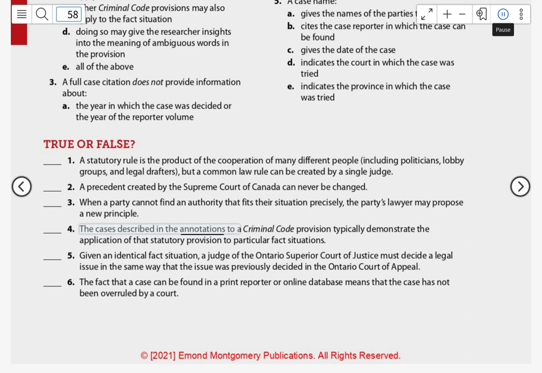4. The cases described in the annotations to a criminal code provision typically demonstrate the application of that statutory provision to particular fact situations. 5. Given an identical fact situation, a judge of the Ontario Superior Court of Justice must decide a legal issue in the same way that the issue was previously decided in the Ontario Court of Appeal. 6. The fact that a case can be found in a print reporter or online database means that the case has not been overruled by a court.